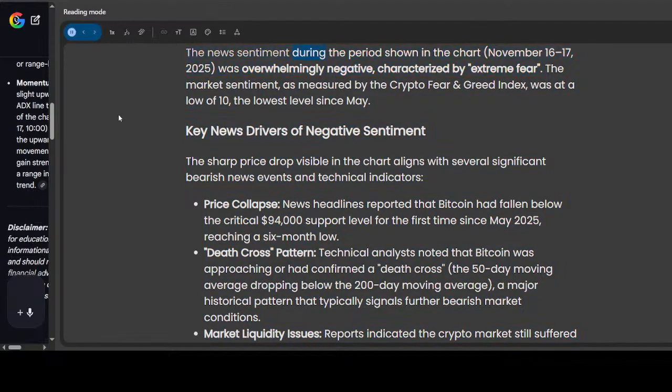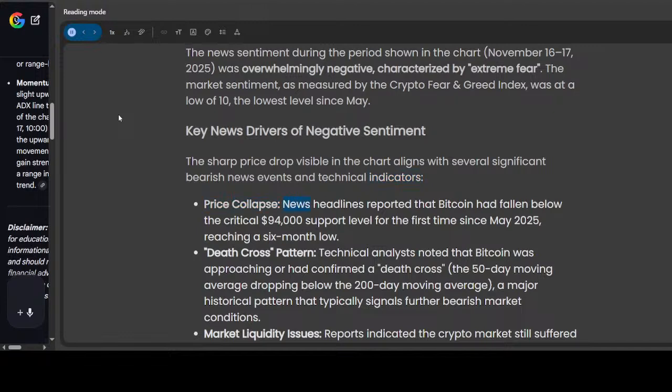The news sentiment during the period shown in the chart, November 16 to 17, 2025, was overwhelmingly negative, characterized by extreme fear. The market sentiment, as measured by the Crypto Fear and Greed Index, was at a low of 10, the lowest level since May. Key news drivers of negative sentiment. The sharp price drop visible in the chart aligns with several significant bearish news events and technical indicators.